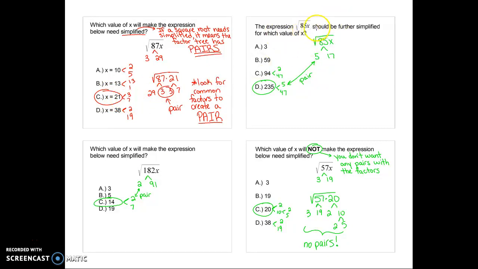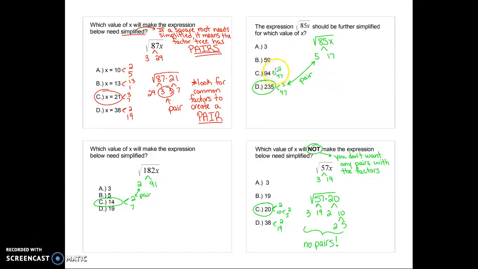Same thing here. If I have 85x and I want that to be simplified, 85 breaks down into 5 times 17. So now I check all of my answer choices. If I put in a 3 for x, 3 is already prime. I can't even break it down. And 3 doesn't pair up with the 5 or the 17. Okay? 59 is a prime number. It does not break down, and it does not pair up with the 2 values that I already had.